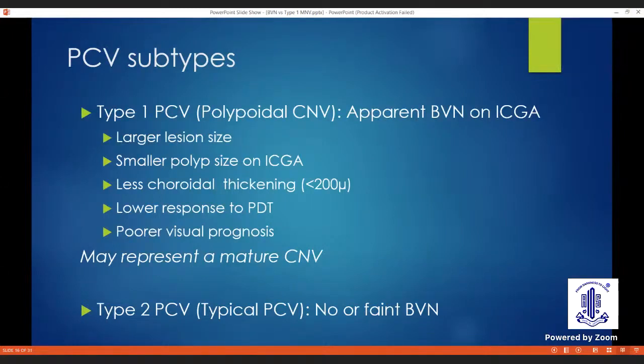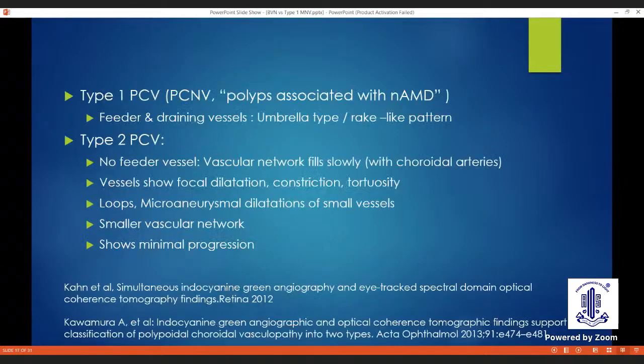So type 2, I think there is not much confusion. If you are able to see the polyp and if there is no feeder vessel, we would probably label it as type 2 PCV. So type 1 PCV, which is the polyps associated with neovascular AMD, as some have called them, is also called polypoidal choroidal neovascularization.